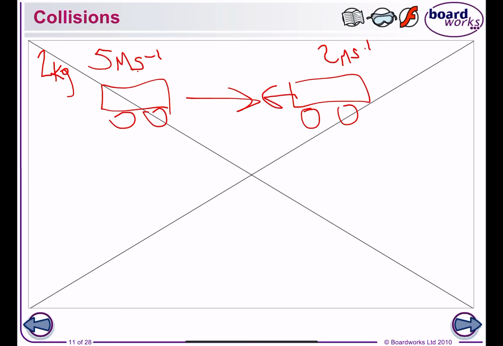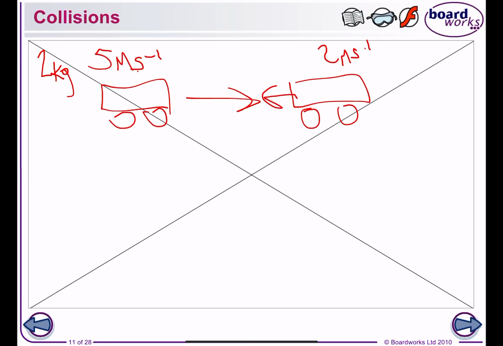So what's the total momentum we have before? We've got our 10, take away, because it's a vector, our 4. So our total momentum to start with was 6 kilogram meters per second. Positive direction, because the 10 was the direction we chose as being positive. That's our momentum before the collision. We have to have that much afterwards.